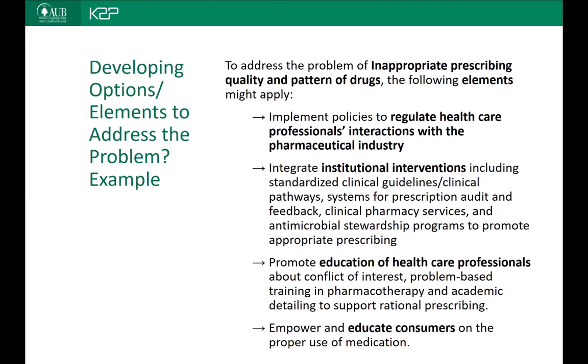The third one was promoting the education of healthcare professionals about conflict of interest, problem-based training on pharmacotherapy, and academic detailing, to support rational prescribing. So this is a solution at the level of the healthcare professionals. And the fourth one was to empower and educate consumers themselves to ask for appropriate medication prescribing patterns and medication use. So as you can see, those four options or elements identified the main solutions for the underlying factors that were really highlighted in the context.